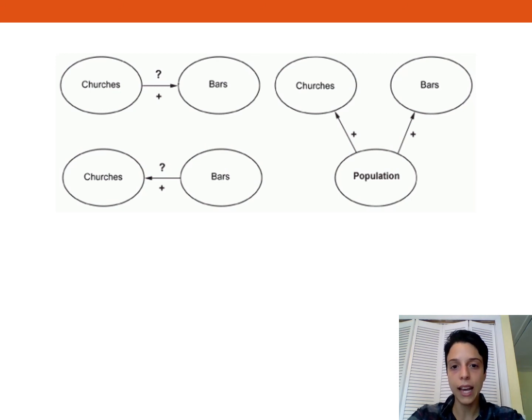Not necessarily. And what this diagram shows on the left side is, is it that churches cause bars or that bars cause churches? Or is it that some other variable, such as the number of people who live in a particular place, causes both the number of churches and the number of bars? So in other words, in places where you have more people, you have more churches and more bars. And in places where you have fewer people, you have fewer churches and fewer bars. So the number of churches is correlated with the number of bars, but it doesn't mean that there's a causal relationship between those things, because we're looking at spuriousness here.